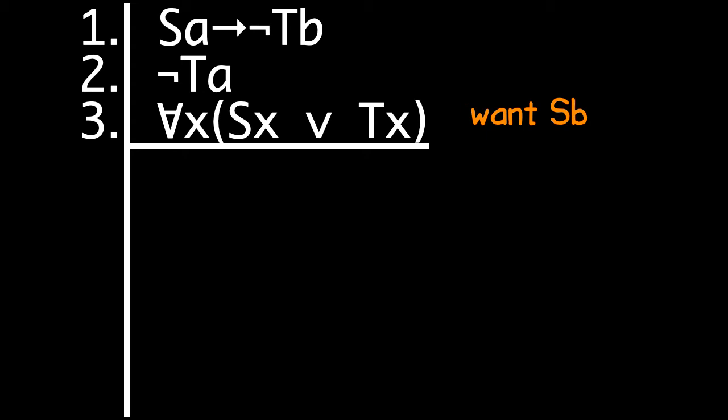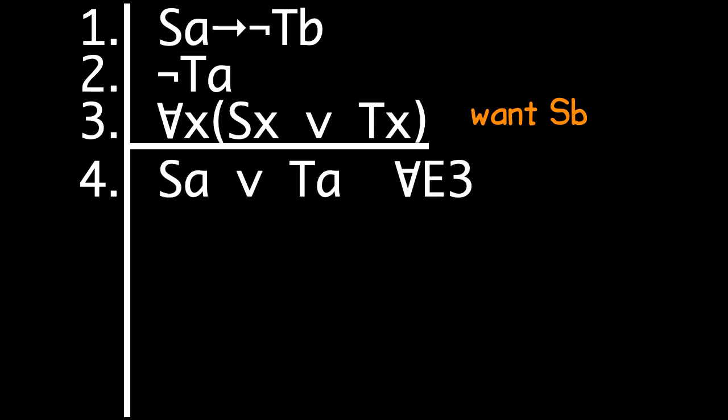Looking at lines 1 and 2, there's nothing we can do with them immediately. The arrow elimination rule requires both the conditional and the antecedent of the conditional, but we just have the conditional itself. Negation elimination requires a subproof, and we can't use it on line 2. So line 3 is a universally quantified sentence, and universal elimination doesn't require anything more than that. So we'd be entitled to write down any instance. We could pick any constant, plug it in for x, and eliminate the universal. If we choose the constant a, then we can write down Sa or Ta. The justification, the rule we write down, is universal elimination applied to line 3.